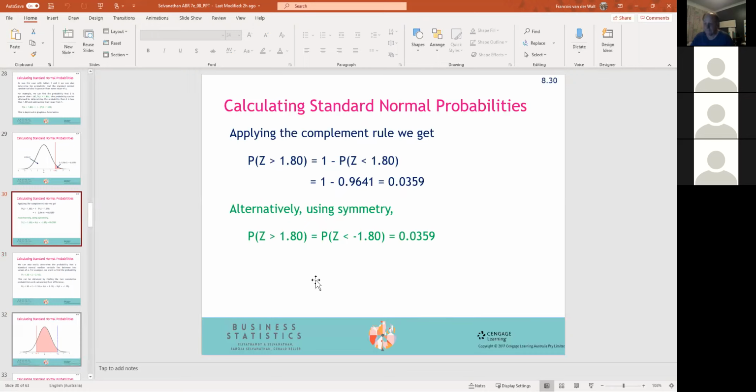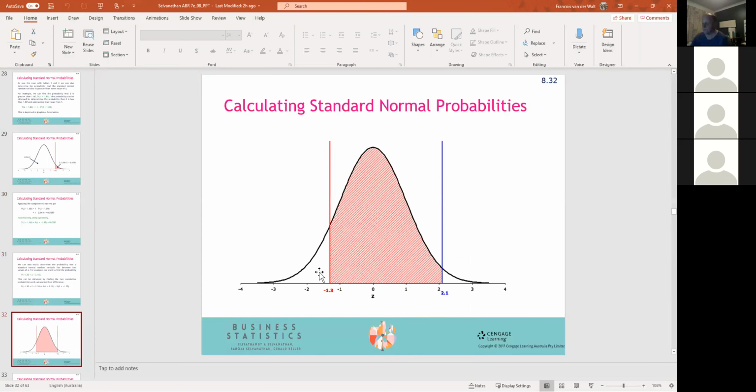We can also calculate between two values. For instance, if I'm interested in the probability of it being between minus 1.3 and 2.1, can you see that I just have to calculate the probability for this whole area minus the probability for this area? Does that make sense? Do you like me to show it to you in Excel? Yes, please.